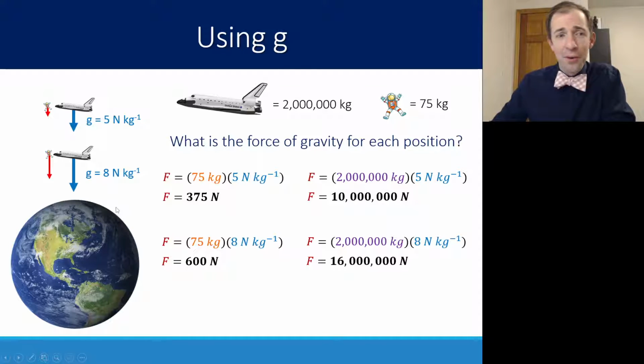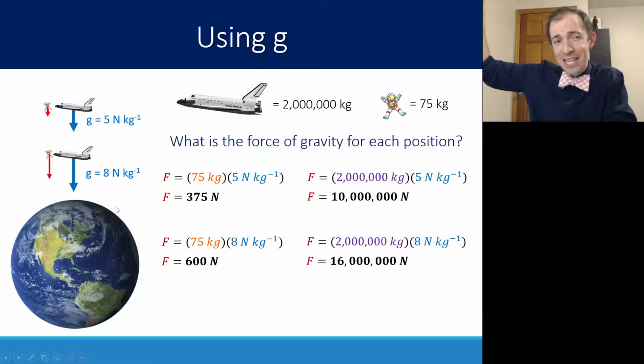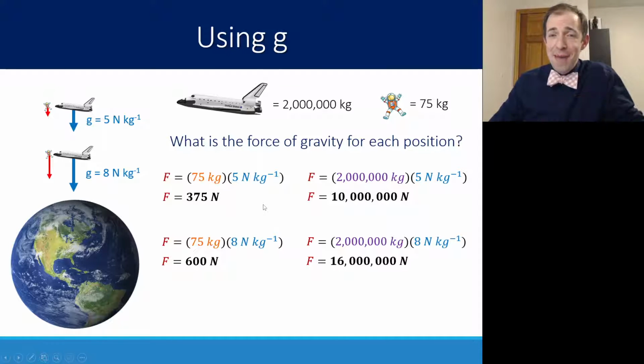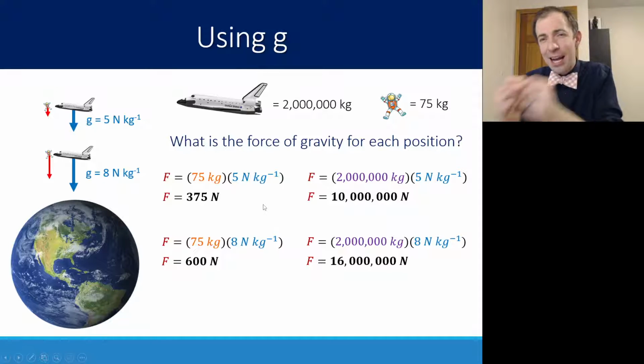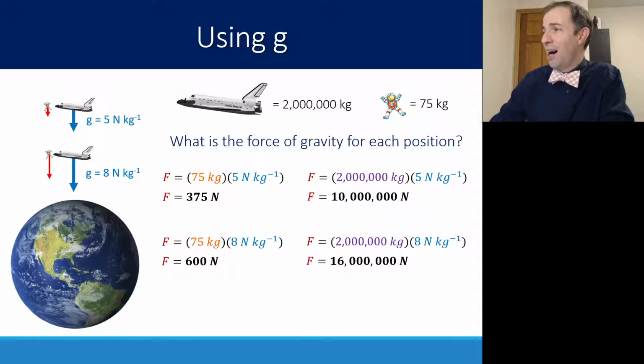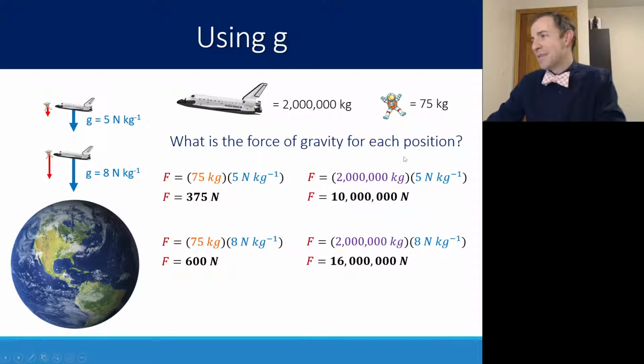So the farther away you are, the smaller that gravitational field strength. But all you need to do is just multiply that field strength by the mass, and that's enough to figure out what the actual force is, because the force depends on the mass. So this is a nice shortcut to allow us to get there.